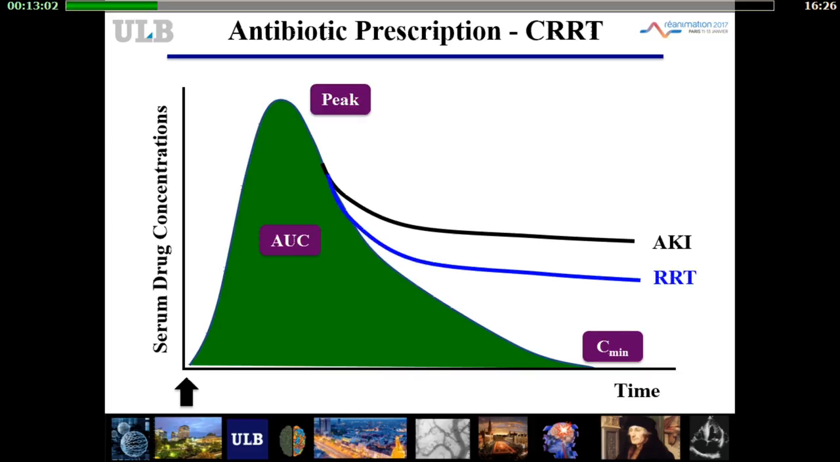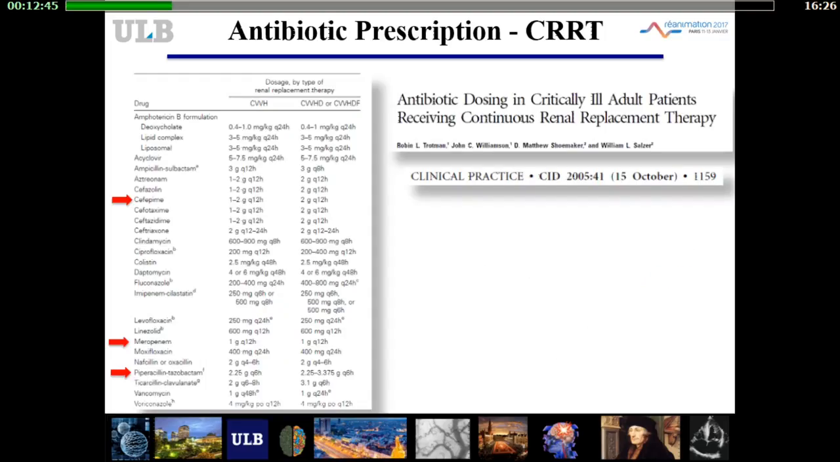If you apply the renal replacement therapy, of course, this is not as effective as a normal kidney, so you will remove a part of the circulating antibiotics, but it will be something between a normal kidney and an acute kidney injury situation. So, of course, you cannot give the same dose as to patients with normal renal function.